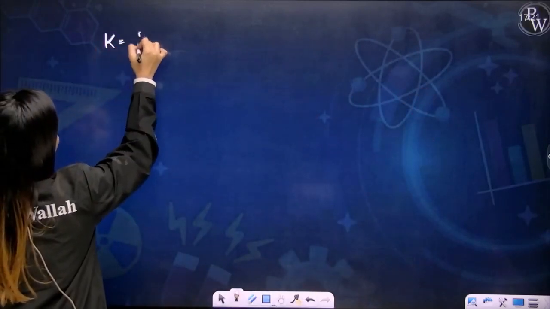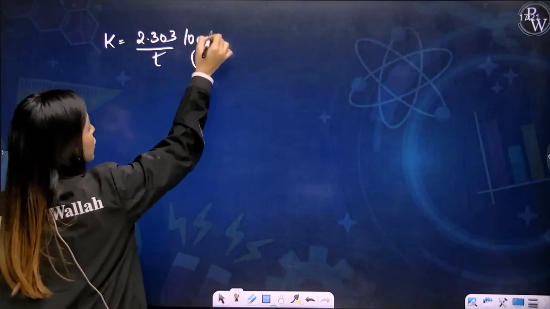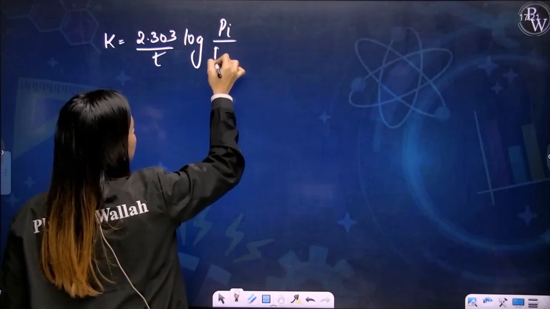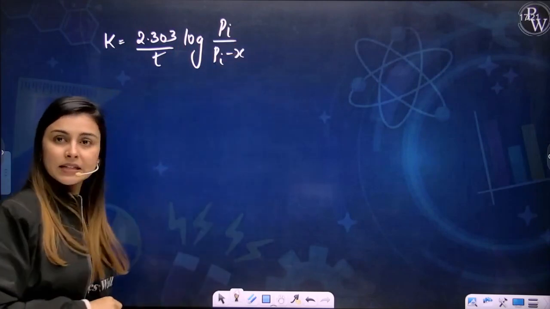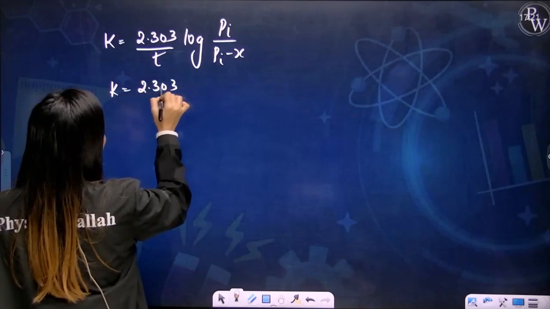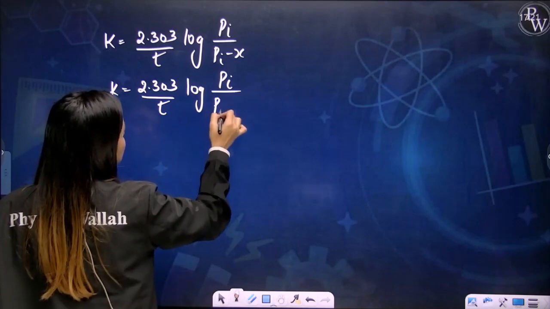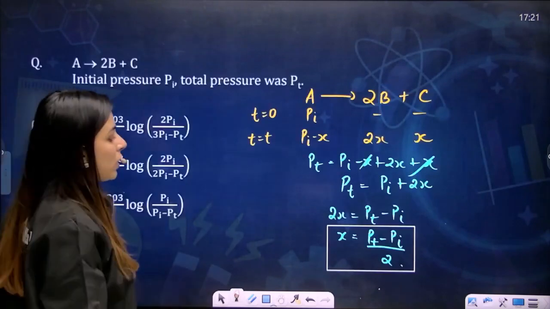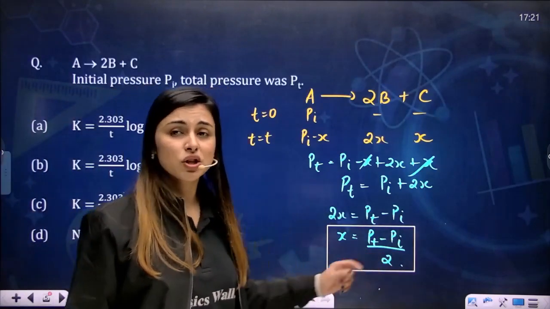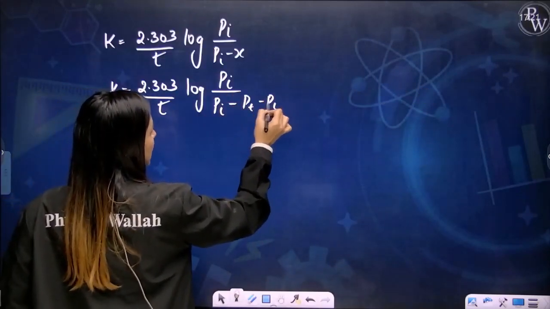K is equal to 2.303 upon t log, in terms of partial pressures, it would be P initial upon P initial minus x, right? So K will be equal to 2.303 upon t log P initial upon P initial minus x. What is the x value now? x is P total minus P initial upon 2. So this would be P total minus P initial upon 2.